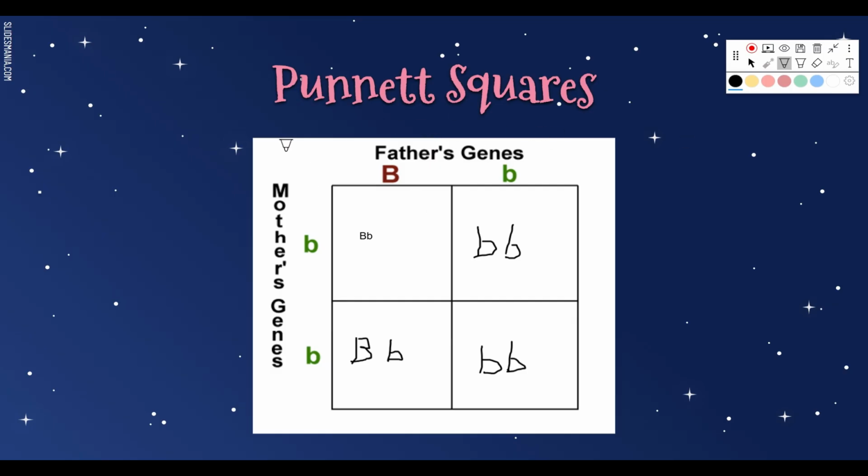It can mean brown hair. It can mean blue eyes. It could mean different things, right? It all depends what we're looking for right here. But in this case, this one would be heterozygous because it has a big B and a little b.